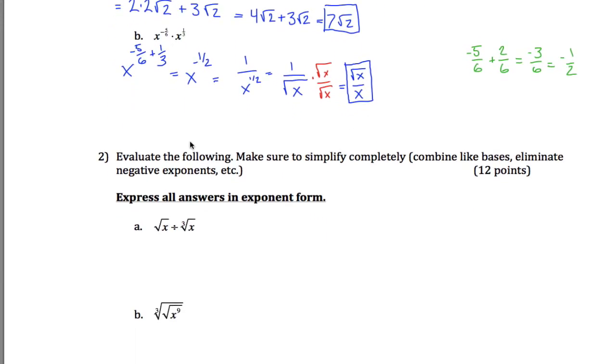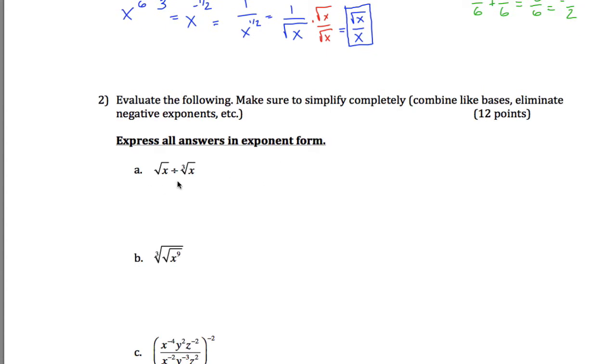All right, next one. Same basic idea. Figure out what these things are equal to, except now they're saying give the answers in exponent form. Square root of x divided by the cube root of x. So I think, well, there are lots of different ways you can do these problems. One way to do it would be to first get it into exponent form.